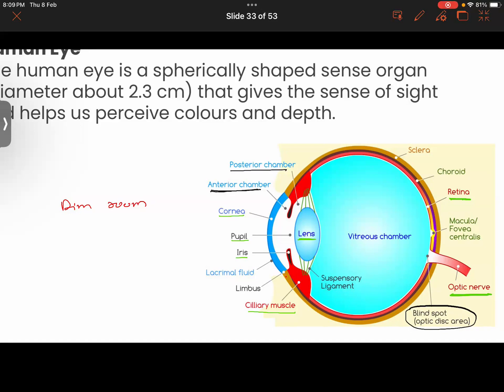So the pupil is basically a dark spot that appears in the middle of the eye, and the iris is the colorful part that you see. Some people have a green iris, some have black, some have brown. It depends on the pigmentation, and it's a genetic thing also.